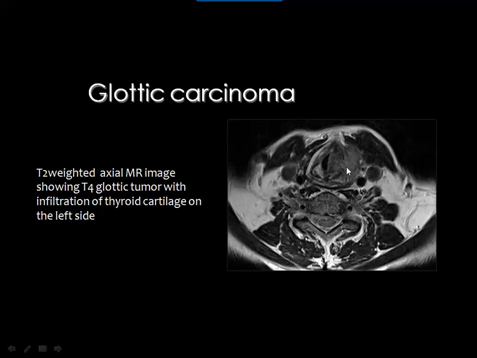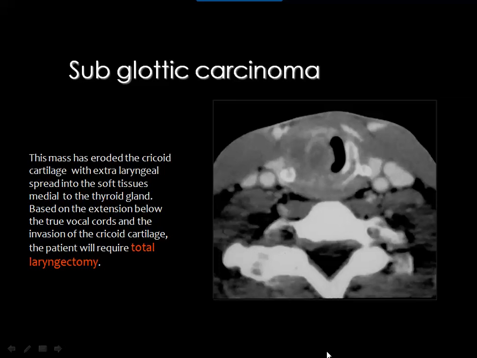On the left side there is a mass infiltrating the true vocal cord with extralaryngeal extension, as you can see here. And subglottic carcinoma is the least common type of laryngeal carcinomas. It occurs below the level of the true vocal cord. Then you see a mass at the level of the cricoid cartilage. The mass has destroyed the right half of the cricoid cartilage, bulging into the laryngeal lumen, extending outside the larynx, invading the adjacent thyroid lobe.